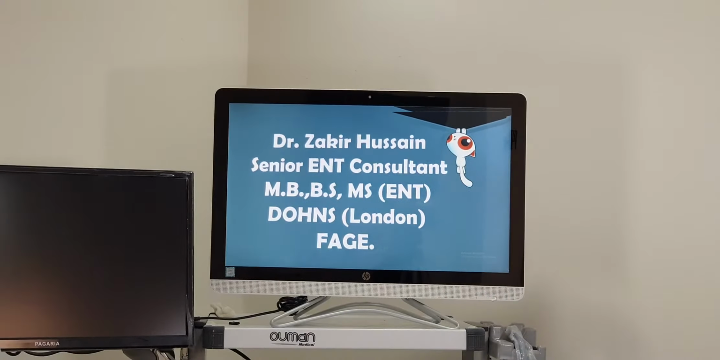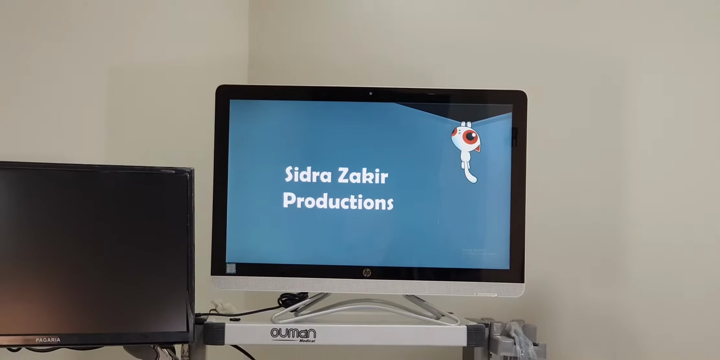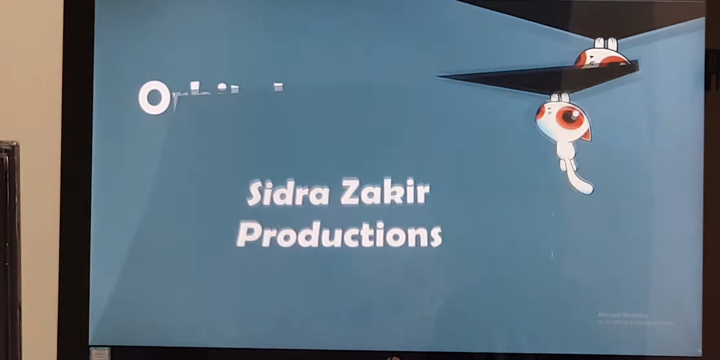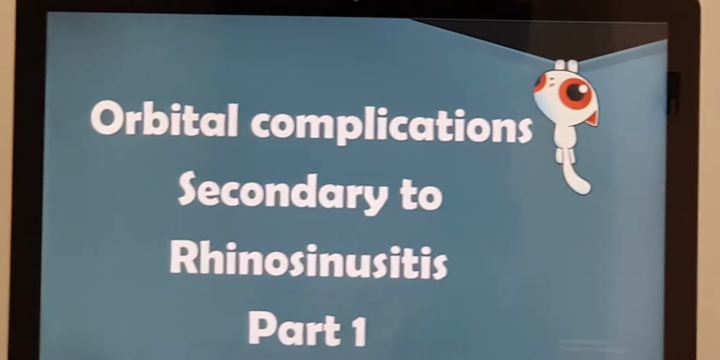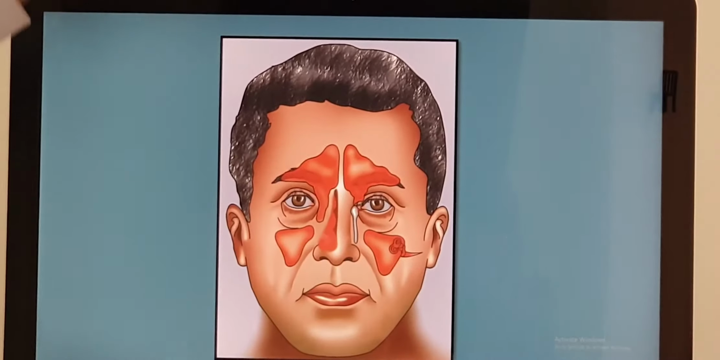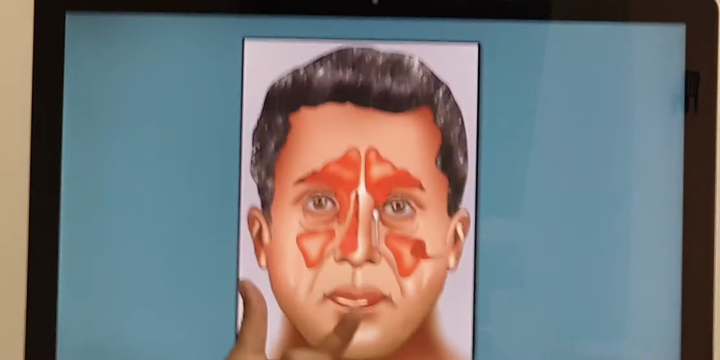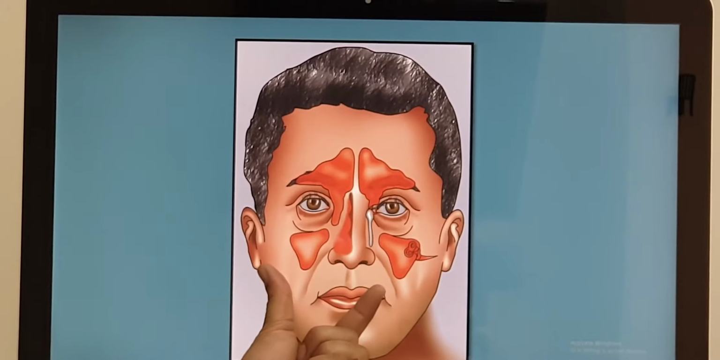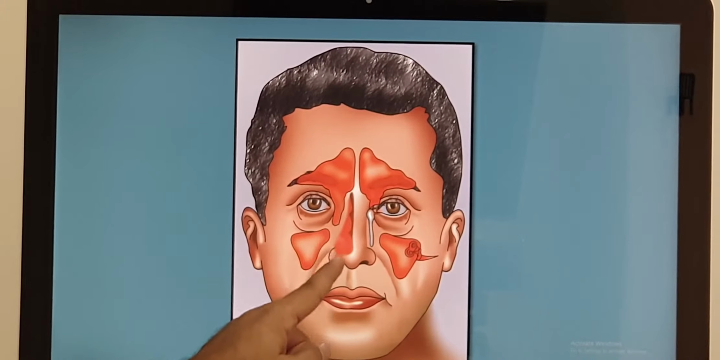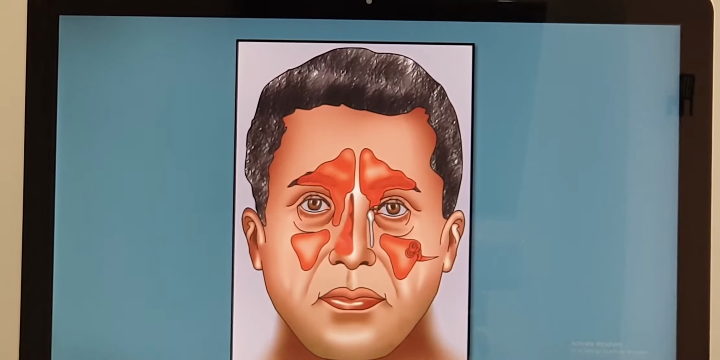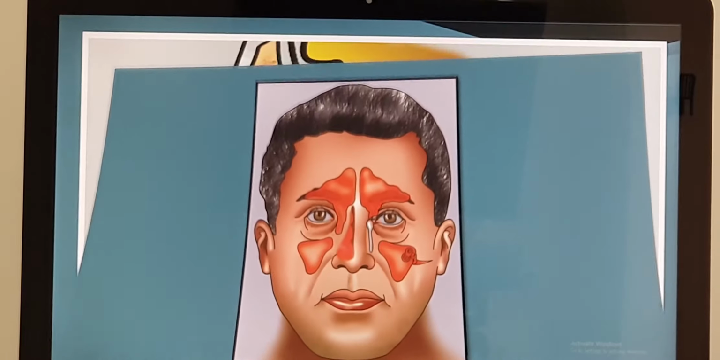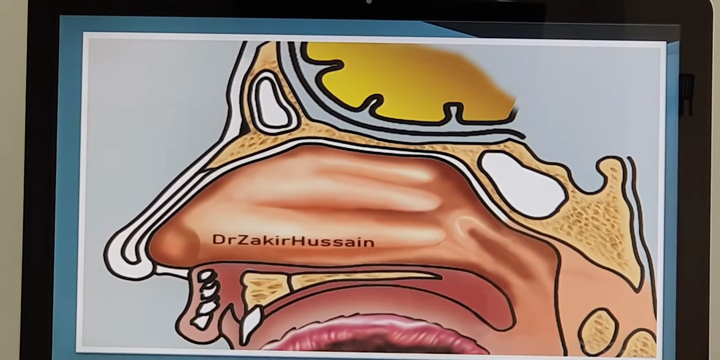So coming to the structure of the sinus, all of us have 4 sets of sinuses. This forms the frontal sinus, second pair maxillary sinus, third pair you have ethmoid sinus, one on each side. I have drawn only on one side. It has to be on both sides. And the last sinus, which is the sphenoid sinus, way behind the nose. This is the sphenoid sinus.